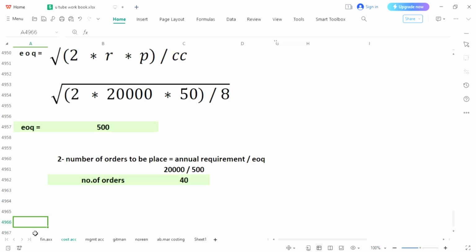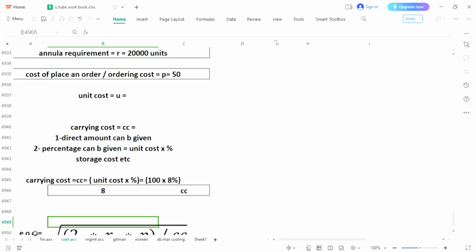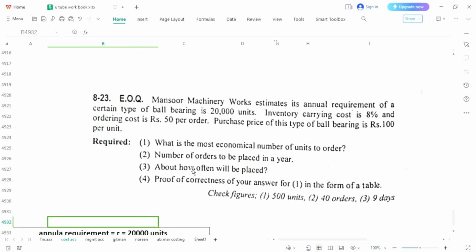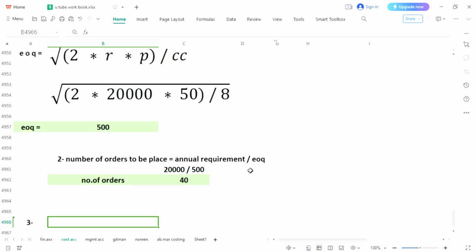It's time to see our third requirement, and let's see what that is. Frequency. The third part is frequency. How often will orders be placed? About how often an order should be placed. Please note it down. About how often an order will be placed. So it is called frequency.